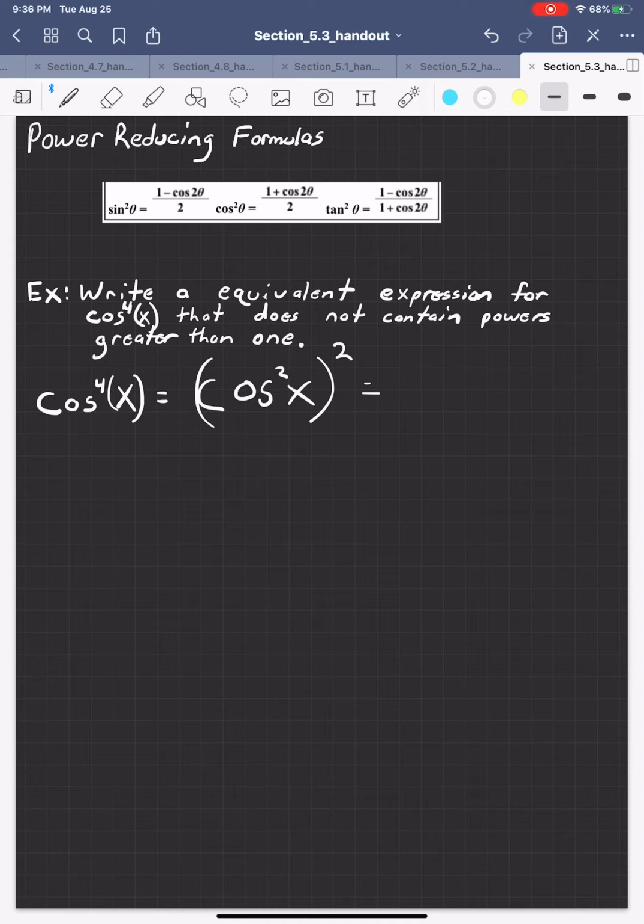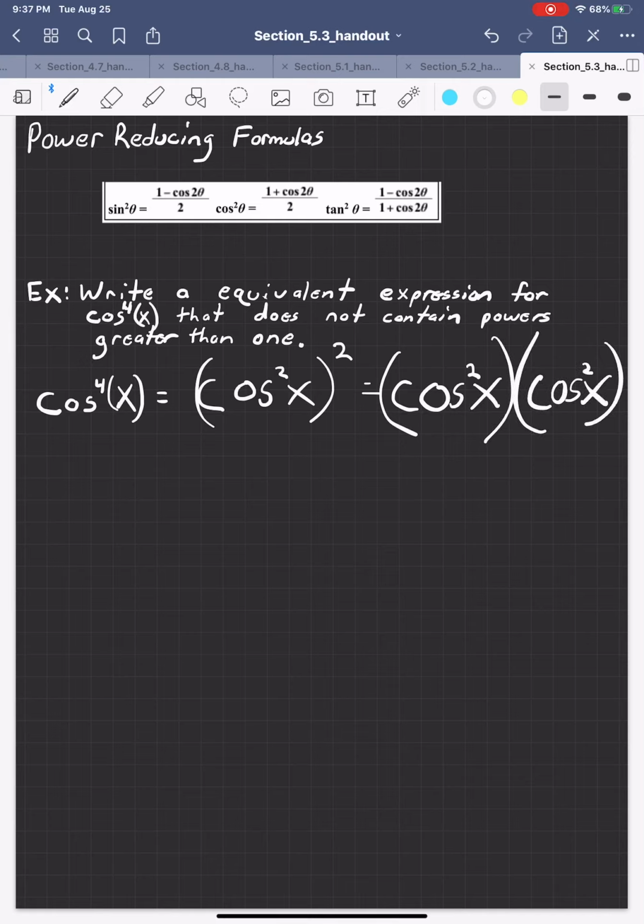Now cosine squared, so that's the same as, I'm misspeaking here. So cosine squared raised to the power of 2. Let's see if you agree with me. That's just cosine squared x times cosine squared x. Makes sense so far. Sometimes it's helpful. If I had x squared to the power of 2, don't you agree with me that that's just x squared times x squared?